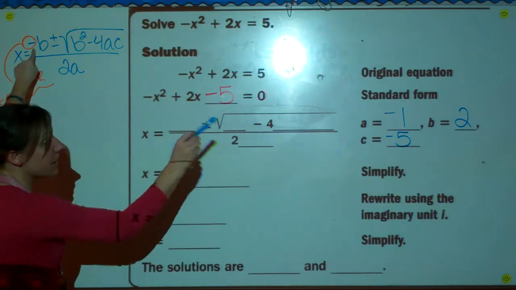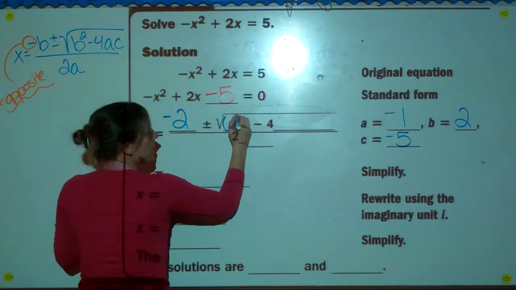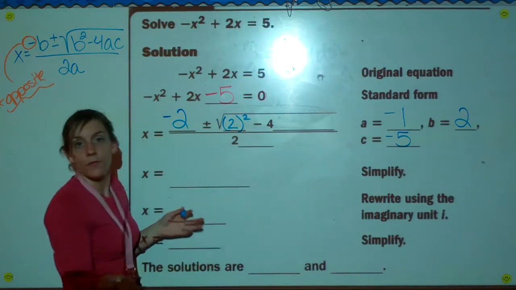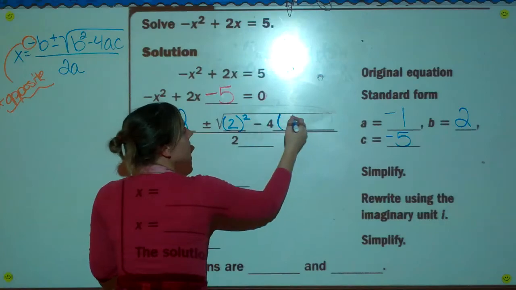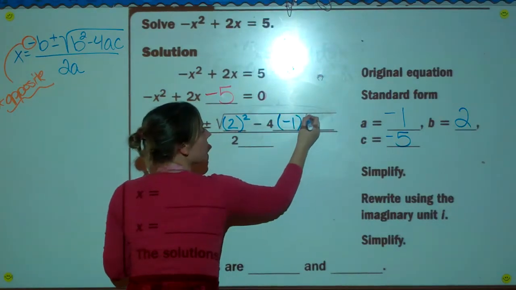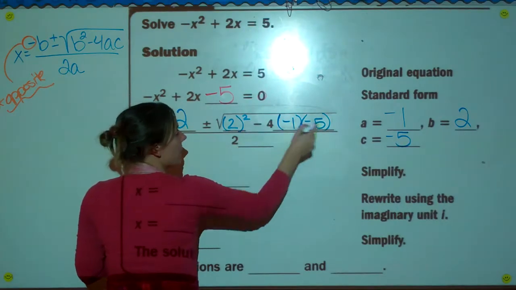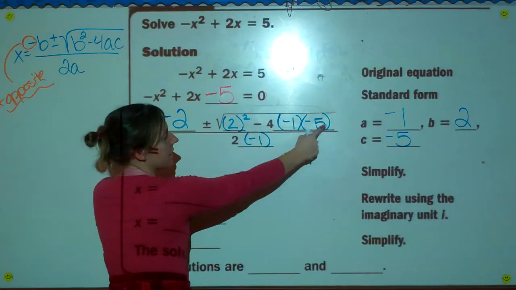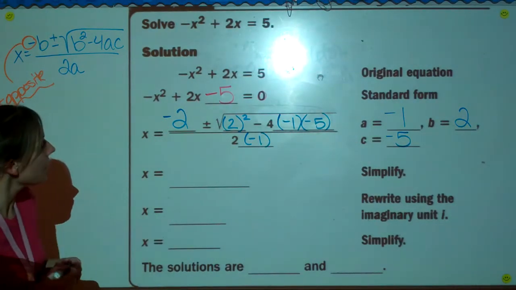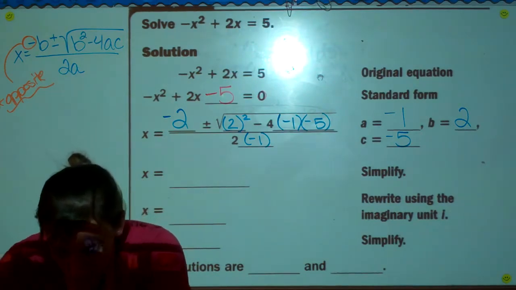So the opposite of b is a negative 2. B squared is just 2 squared. You could put a 4 there if you want. You can go ahead and square it if you want. 4 times a, which is negative 1, times c, which is negative 5, and then 2 times negative 1. So I put my b's here, my a is there, and my c is there. Again, we work the radical. We work from the radical out.